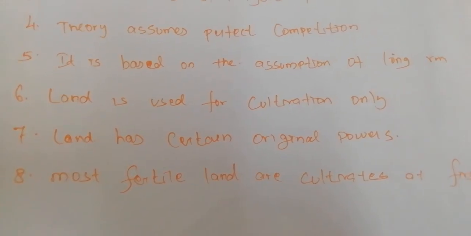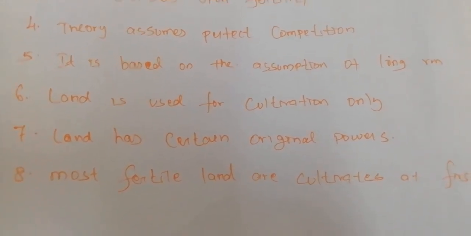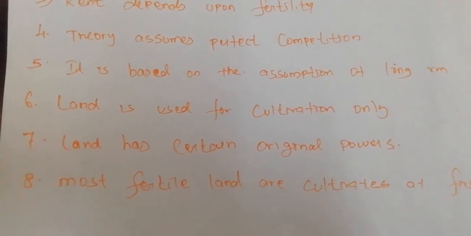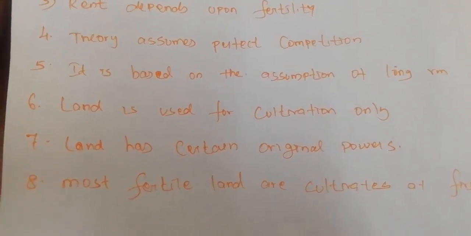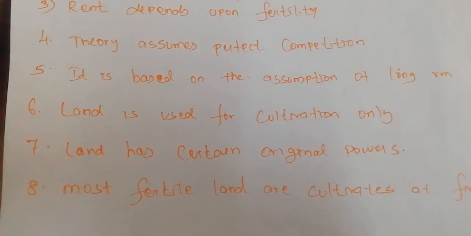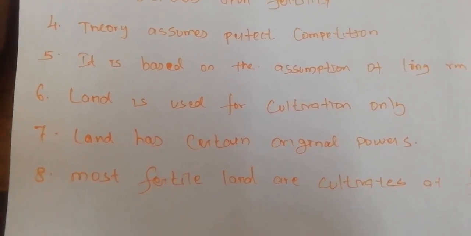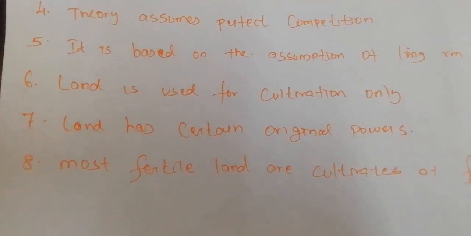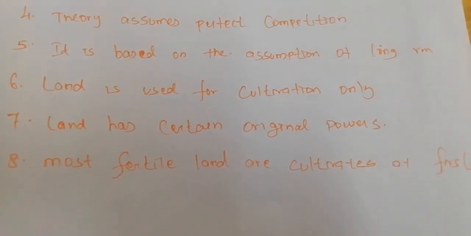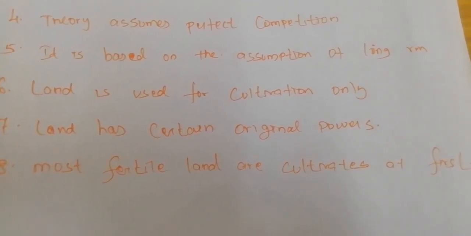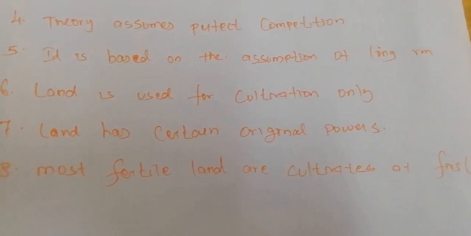Next, land has certain original powers. Land has certain original powers means the indestructible powers. Even if you cultivate any seed, it will have some productivity. Next, the most fertile land only is cultivated first. So normally, if there is much land, we will use the most fertile land first for cultivation.